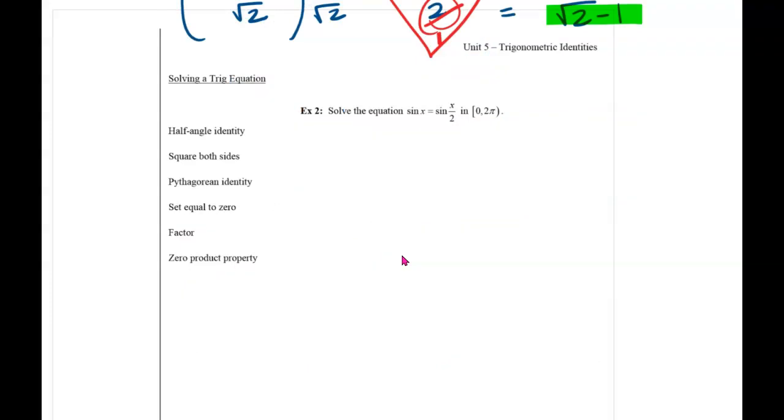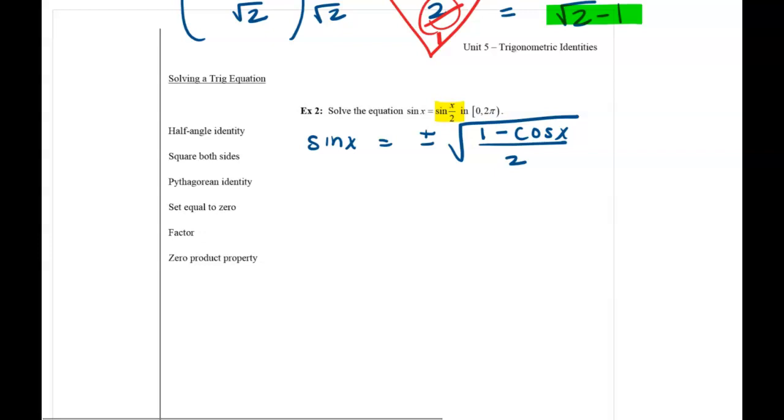Example 2, we're going to solve this equation, and the domain is from 0 to 2 pi. The sine of x equals sine x over 2. So we will start by replacing the half angle with a single angle. So the sine of x is equal to, we don't know if it's going to be the plus or minus yet, so we'll include both, the square root of 1 minus the cosine of x over 2.